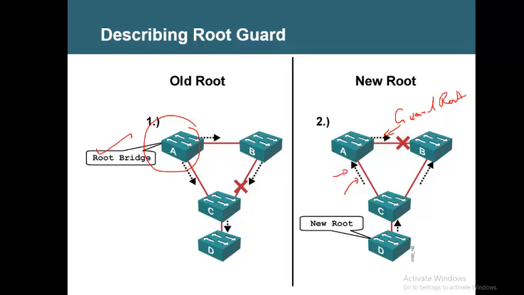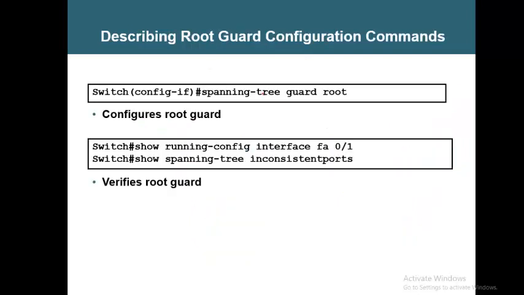On this port and this port. When you do that, what happens? When a superior BPDU comes, the switch will not accept it and will not change the role because of that BPDU. This is the command, a simple command: spanning-tree guard root. If any switch sends a superior BPDU, that port will go to the inconsistent state.